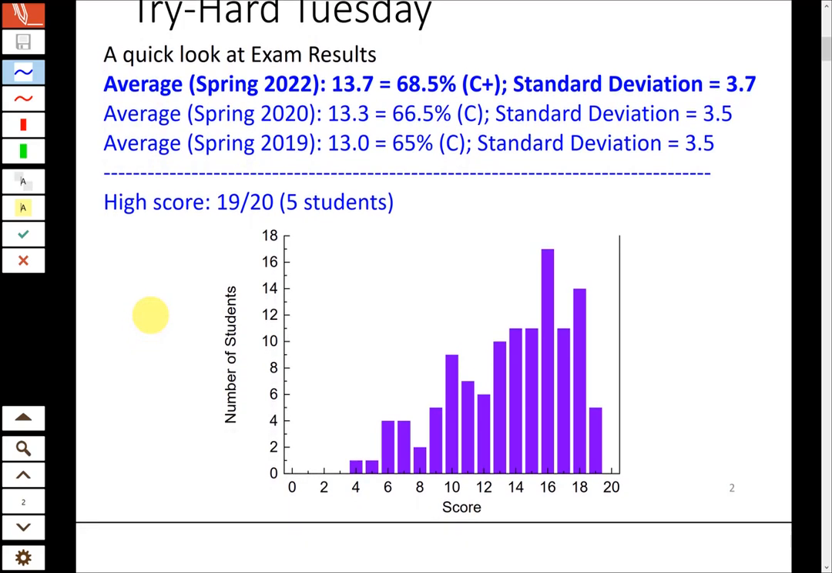The high score was 19 out of 20. 5 students achieved that. Nobody was able to crack the nut and get a perfect score, but we had a lot of good scores overall, with the most popular being 16 out of 20. So I think overall the results are fine.